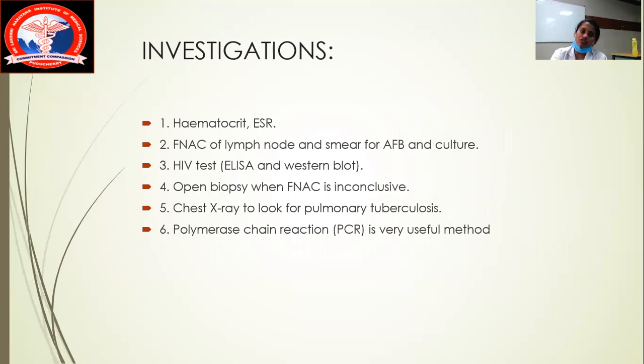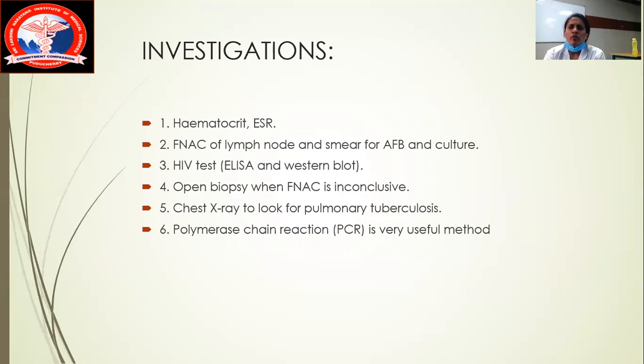Okay, what are the investigations that you're going to do? Hematocrit. Okay, ESR. What is ESR? Erythrocyte sedimentation rate, right? So the second is erythrocyte sedimentation rate, and then FNAC of the particular lymph node and smear to be sent for AFB and culture. The third investigation is going to be HIV testing, which can be done with the help of ELISA and Western blot. Okay. Next is going to be an open biopsy.